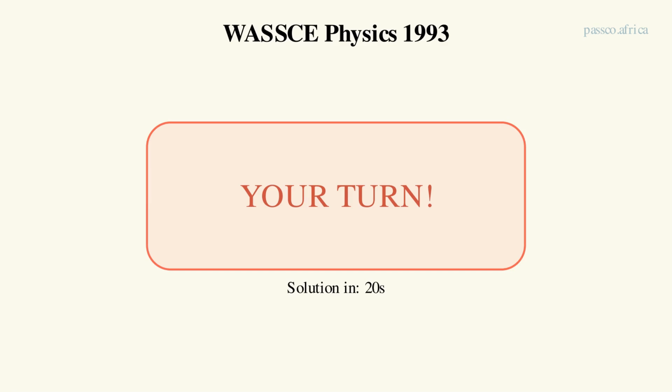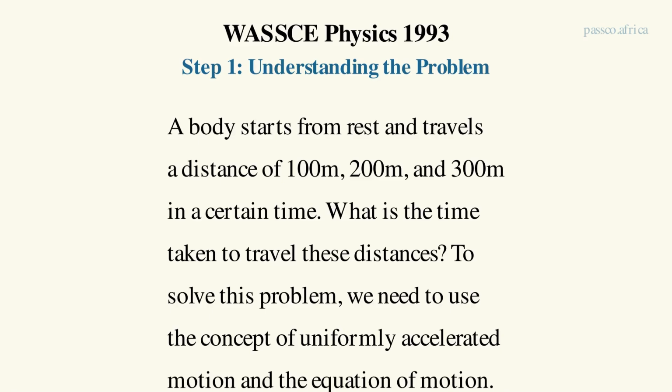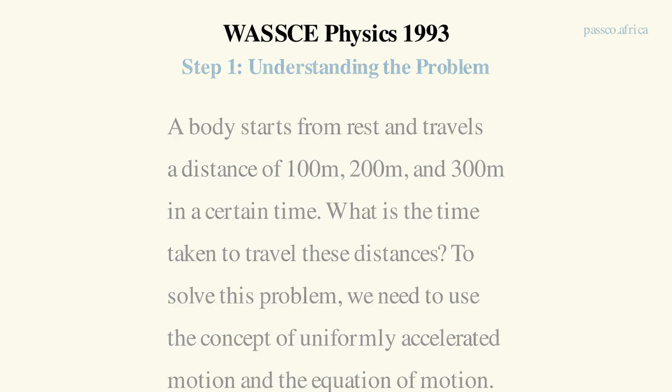Step 1. Understanding the problem. A body starts from rest and travels a distance of 100 m, 200 m, and 300 m in a certain time. What is the time taken to travel these distances? To solve this problem, we need to use the concept of uniformly accelerated motion and the equation of motion. The equation of motion states that an object under constant acceleration changes its velocity by a certain amount in a given time.